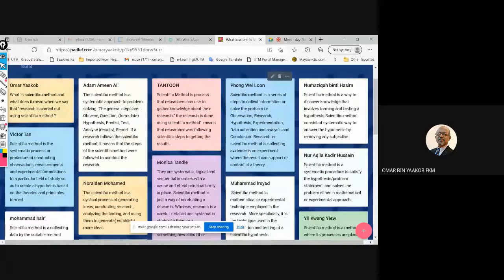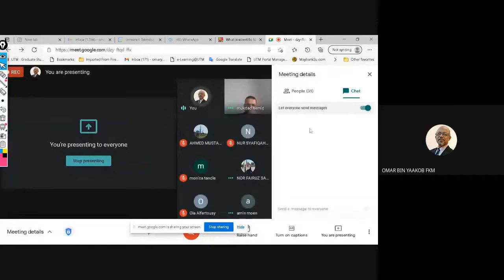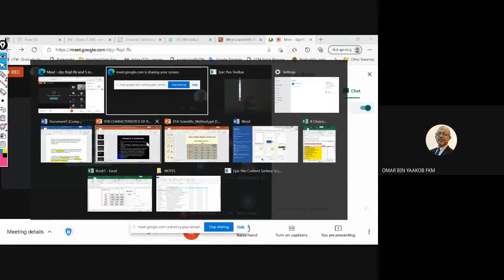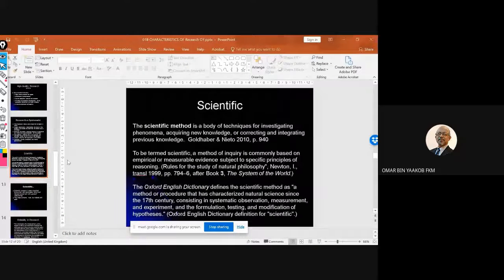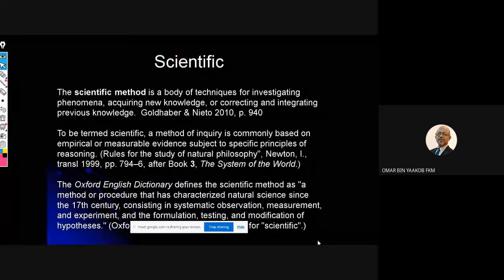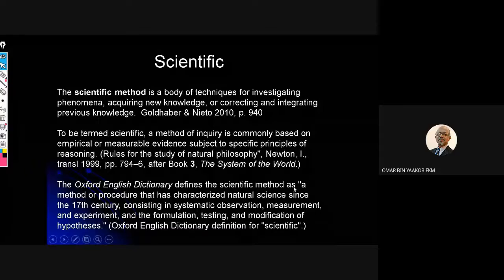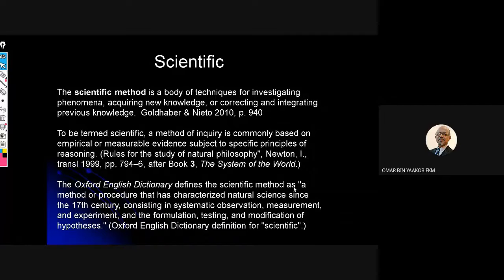Yes. So that is something very, very important, because we say research is scientific. That means that we have to make sure that our research is also scientific. So here's some textbook definitions that people give. Scientific method is a body of techniques for investigating phenomena, acquiring new knowledge, or correcting and integrating previous knowledge.